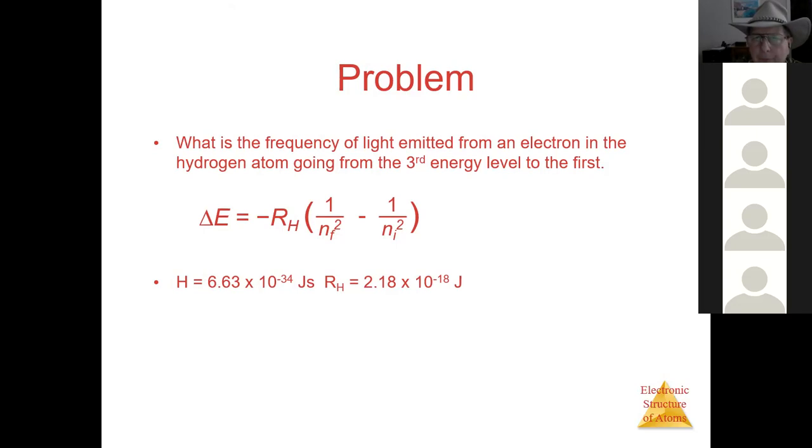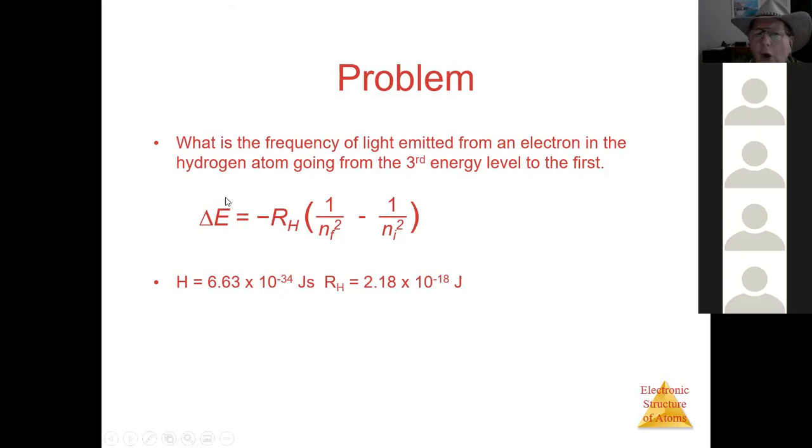We're starting at the third energy level. So are we putting the 3 in where the Ni is or where the Nf is? Ni, initial. So where are we ending up? That's going to be the one over in F2, which is the first energy level.